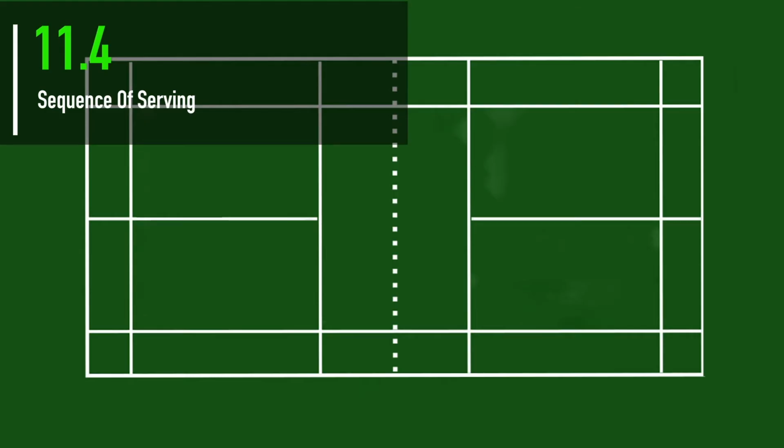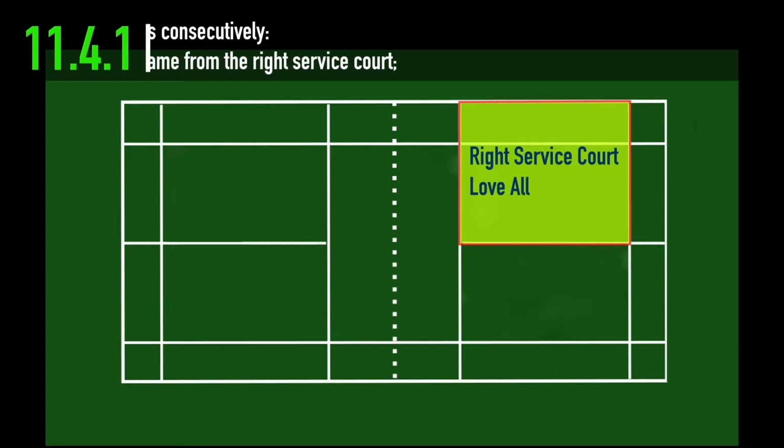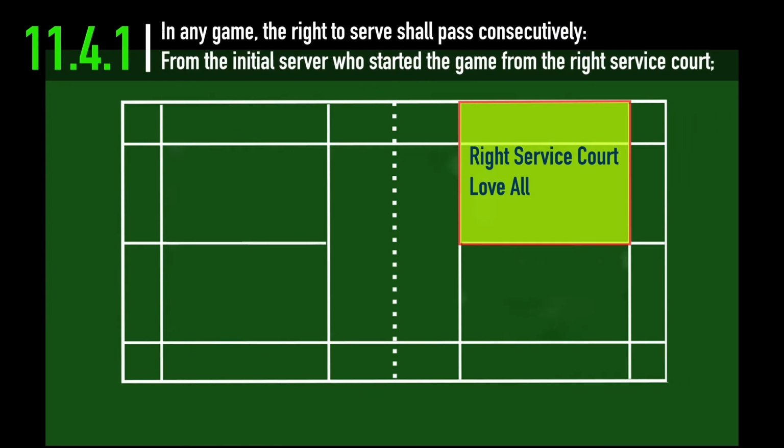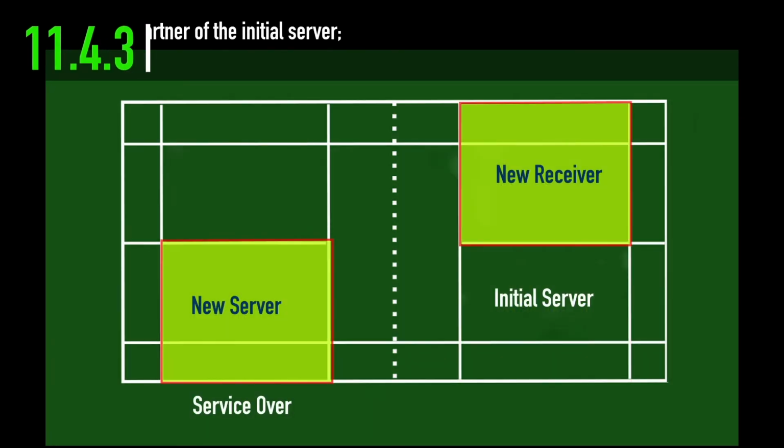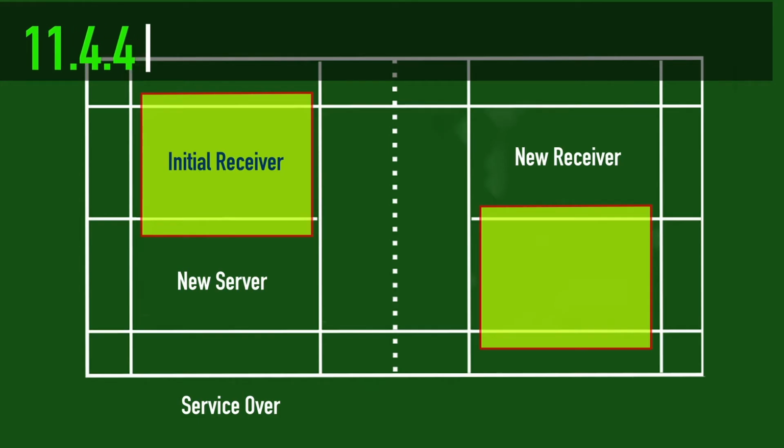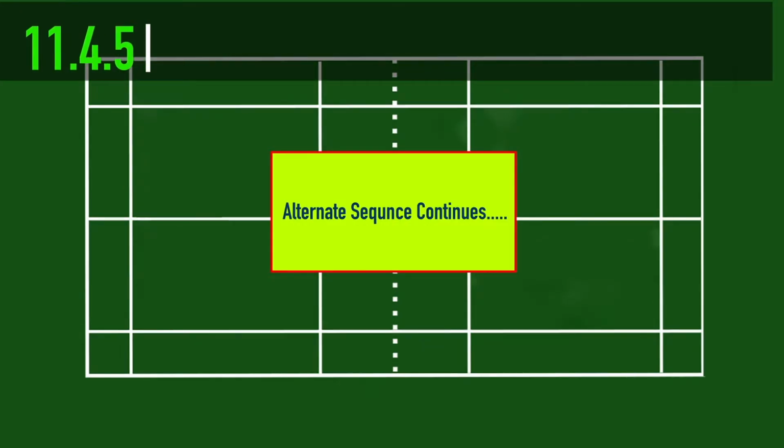(11.4) Sequence of serving. In any game, the right to serve shall pass consecutively from the initial server who started the game from the right service court, to the partner of the initial receiver, to the partner of the initial server, to the initial server, and so on.